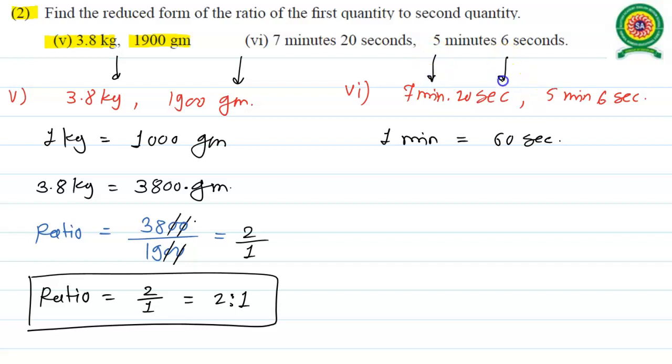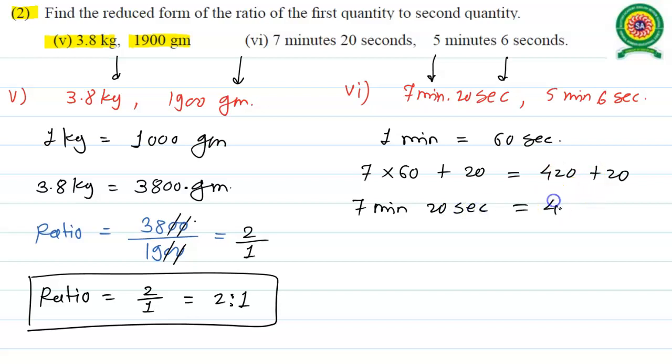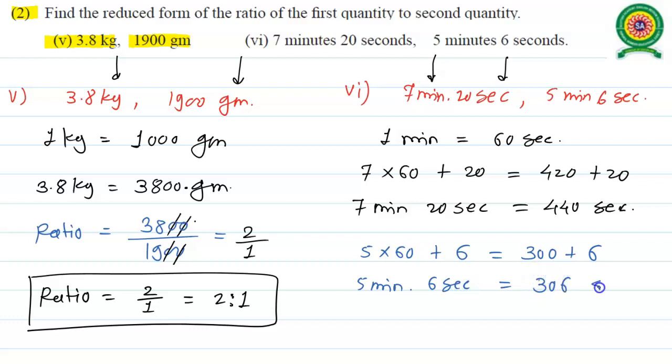So try to convert minutes and seconds in terms of seconds. 7 minutes means 7 into 60 seconds, plus 20. 7 into 60 is 420, plus 20, so 7 minutes and 20 seconds equals 440 seconds. Now convert the second quantity. 5 minutes means 5 into 60 seconds, plus 6 extra seconds. 60 into 5 is 300, plus 6, so 5 minutes and 6 seconds equals 306 seconds.